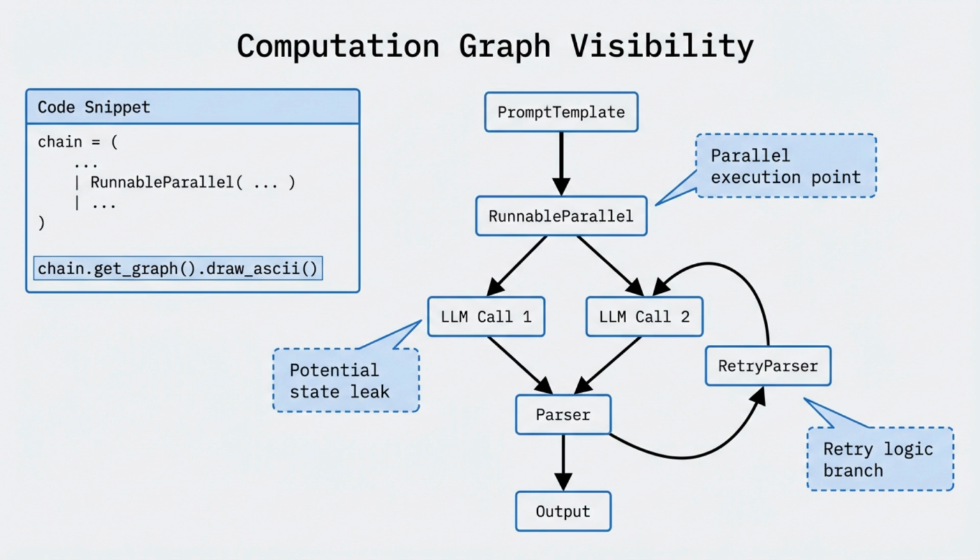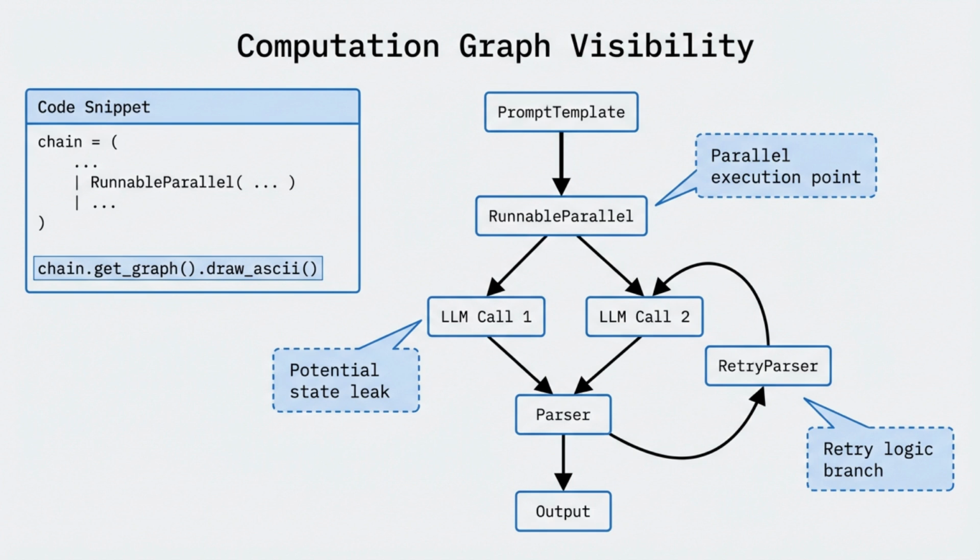Now watch how the callout boxes give us real architectural insight. Parallel execution point. That's where we know concurrency is happening. Potential state leak. That's a warning that these parallel branches might be sharing mutable state, which is exactly how you get race conditions in production. Retry logic branch. That's where our error recovery kicks in. Everything converges at the parser, goes through retry parser as a backup, and finally reaches output.